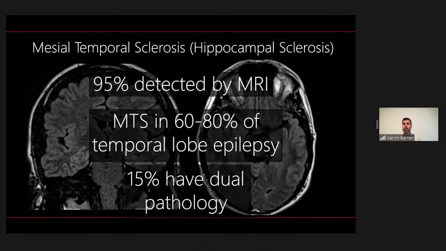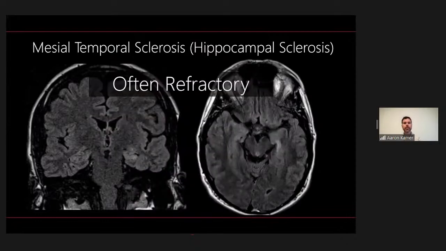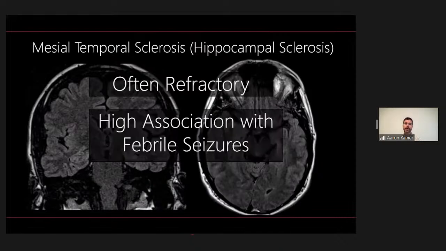A lot of these patients also have dual pathology. There is an associated small low-grade tumor with it or some other abnormality that has led to the mesial temporal sclerosis. These patients tend to be refractory unless surgery is done, so refractory to medications.